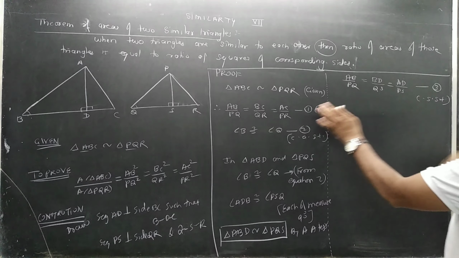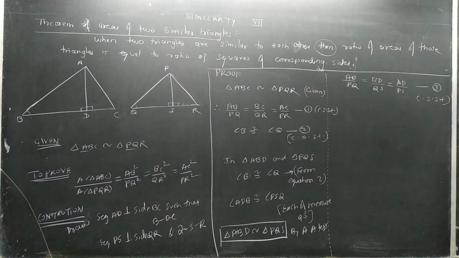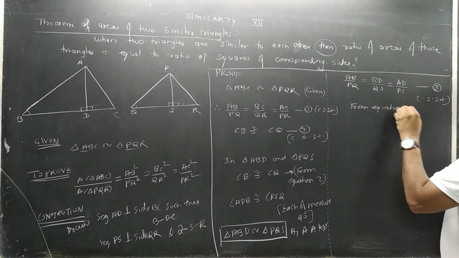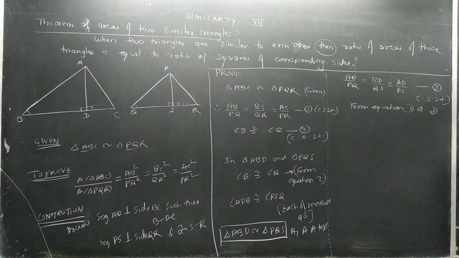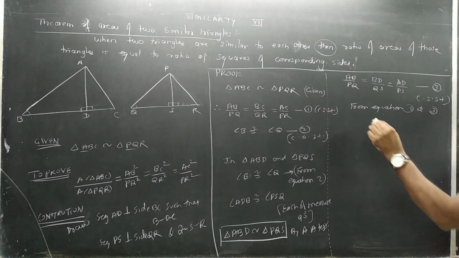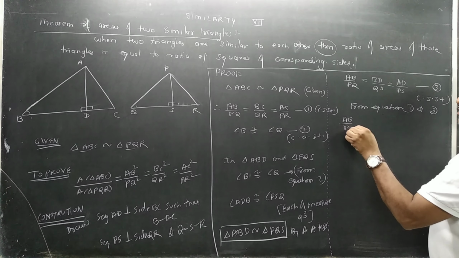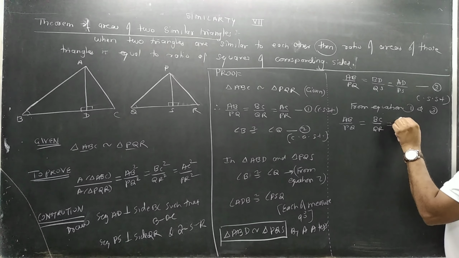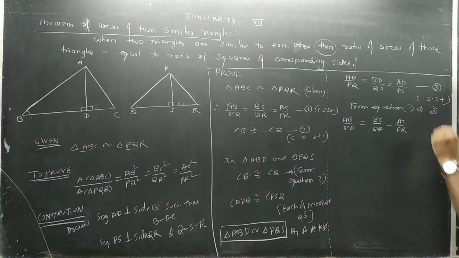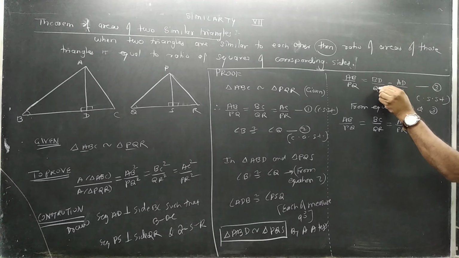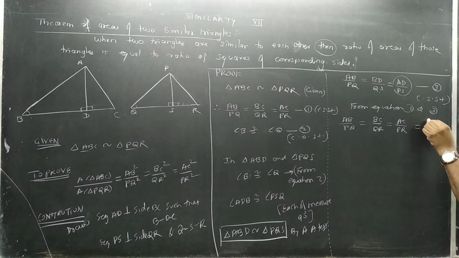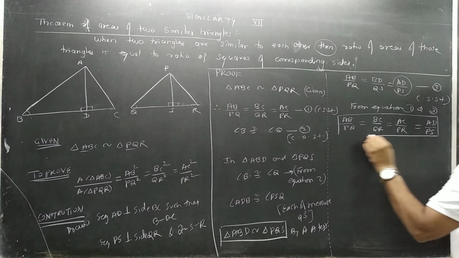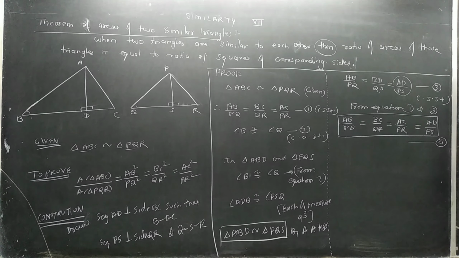If I compare equation 1 and 3, AB upon PQ is the same, so I will write AB upon PQ is equal to BC upon QR is equal to AC upon PR is equal to, don't take this BD upon QS, but you can take this AD upon PS. This will be the most important step for us, and it becomes equation 4.